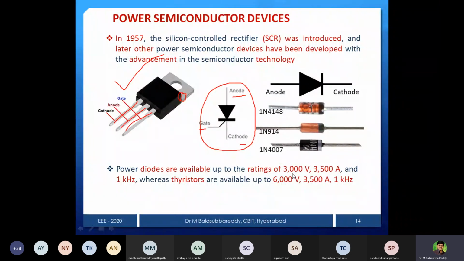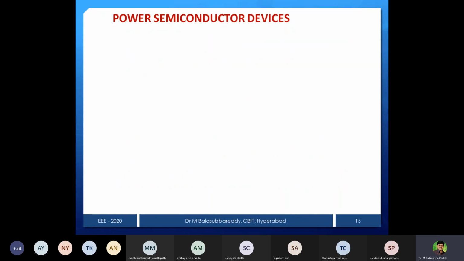And then power diodes are available in this rating: 3000 volts and 3500 amperes, up to 1 kilohertz switching frequency. In thyristors also, 6 kV, 3.5 amperes and 1 kilohertz frequency operation ratings are available. This is the reason, as I mentioned, if I want to operate higher voltages or higher current and one device rating is this, then to operate beyond this rating you have to connect a number of SCRs in series or in parallel.